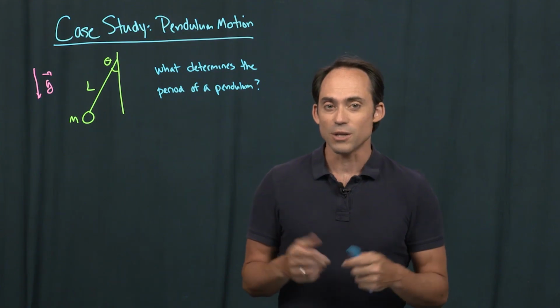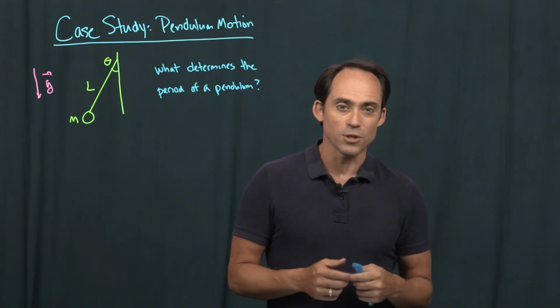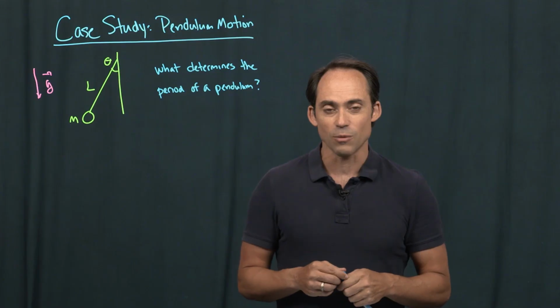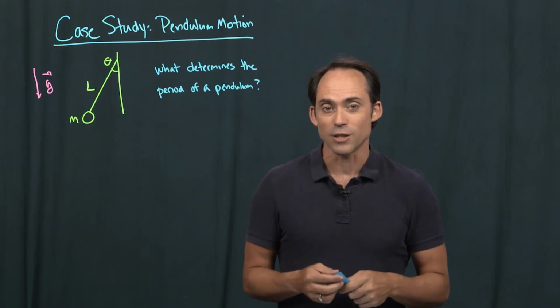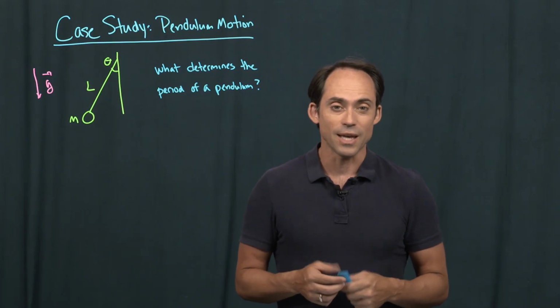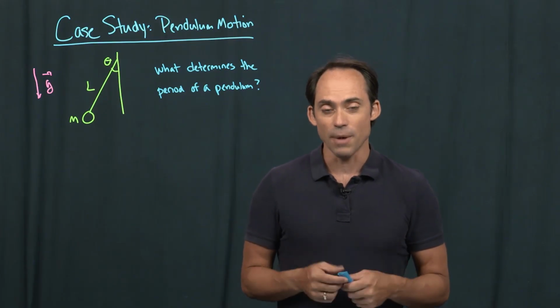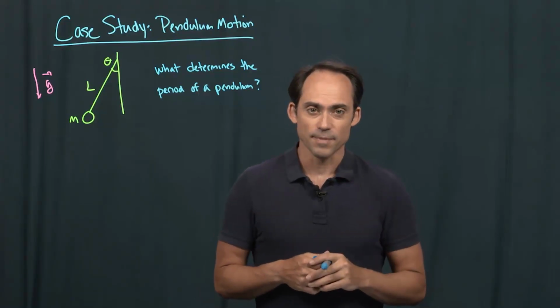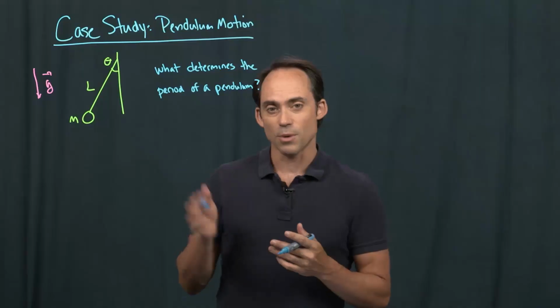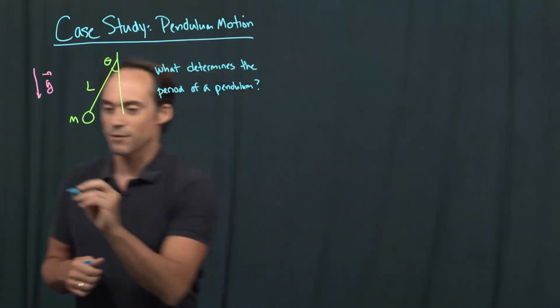And so it's a very interesting motion that we can analyze with the forces and equations of motion that we've looked at before. Let's take a look and see if we can answer a very simple question: what determines the actual period of a pendulum? So we're going to try two different tacks on how to solve this. The first tack is to look at this problem from a dimensional analysis perspective.